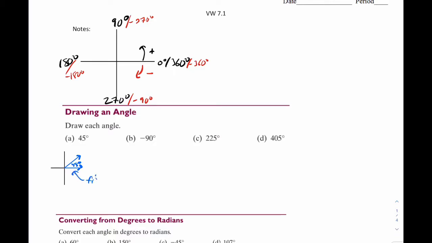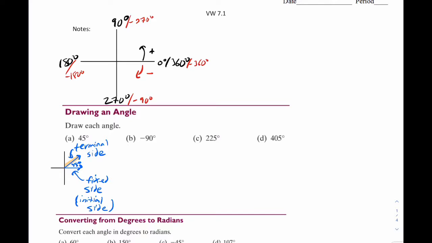So a couple of vocab words we're going to add here. This is often referred to as the fixed side. Sometimes some books call it the initial side. Essentially, we like to use the x-axis because it makes everything a lot easier. And then this leg right here, that's often referred to as the terminal side. So think of that as just a leg that's rotating.